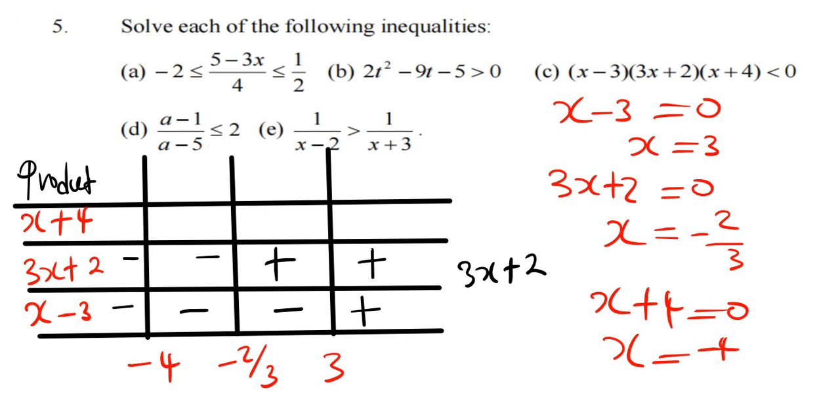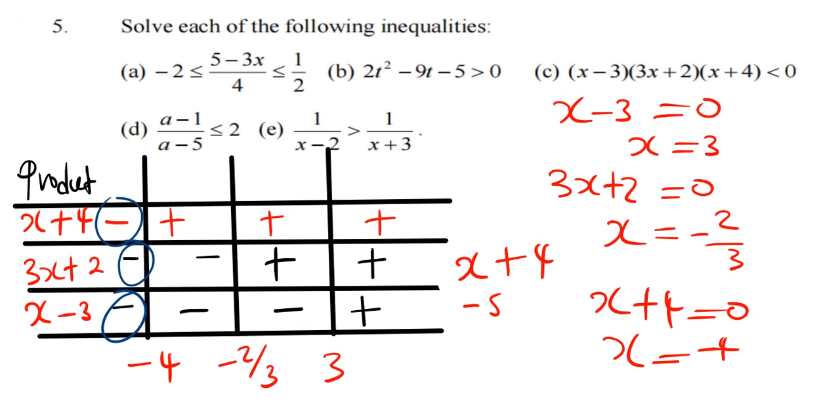Alright, then for x plus 4, it gave us a negative 4. So if you get any number that is greater than negative 4, let's say a negative 3, negative 3 plus 4 will give me a positive answer. So here is positive, positive, and positive. But if you get a number that is less than negative 4, let's say a negative 5, we're going to have a negative answer there. Then we find the demarcation of signs.